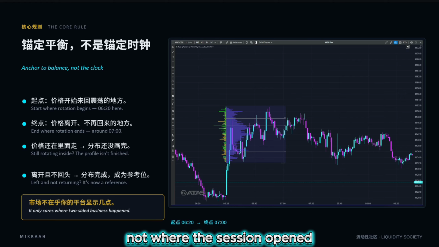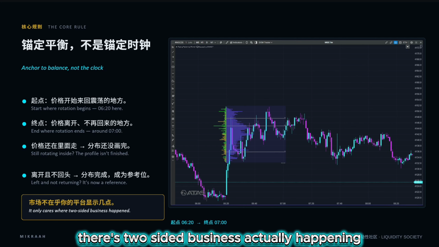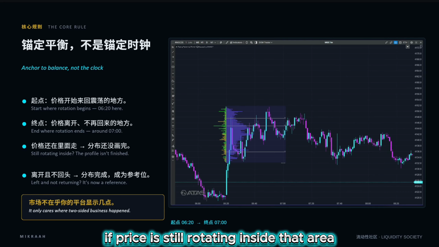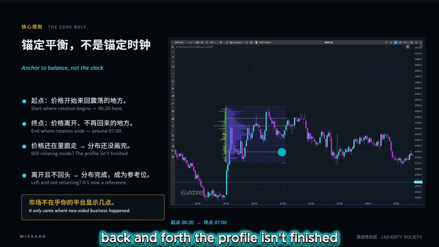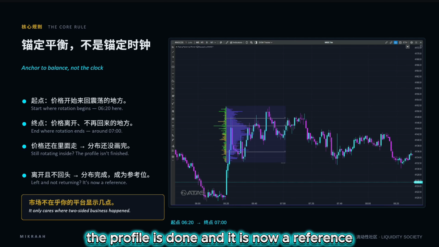Not where the session opened, not where a clock said to. The market doesn't care what time your broker thinks it is. It cares where there's two-sided business actually happening, buyers and sellers interacting. If price is still rotating inside that area, back and forth, the profile isn't finished. If price has left and isn't returning, the profile is done. It is now a reference.